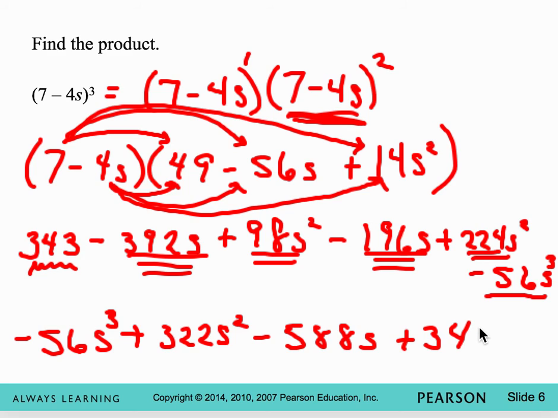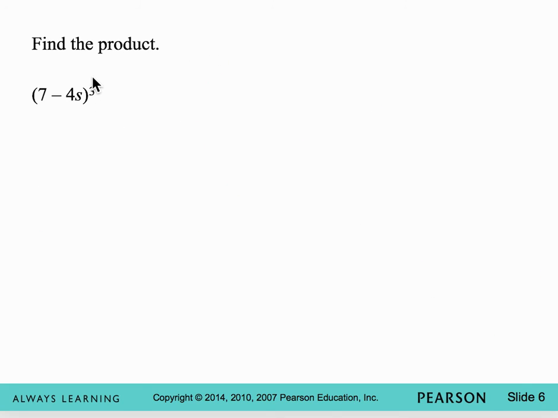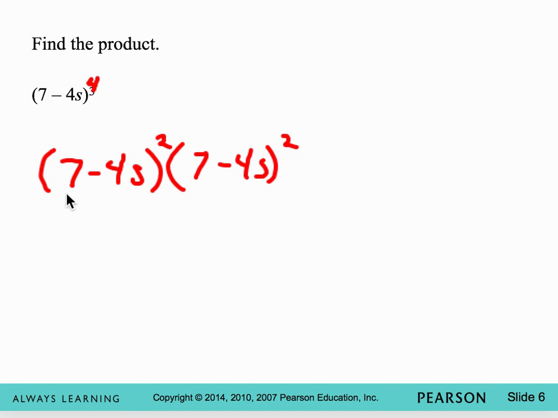So these numbers got a little nasty on this one that they gave us. But remember our process here. And if I had a higher exponent, right, then I would make it 7 minus 4s squared times 7 minus 4s squared. And I could use my shortcut on this one and this one. But then I'd have to do that long distributive property. Okay, so special products.